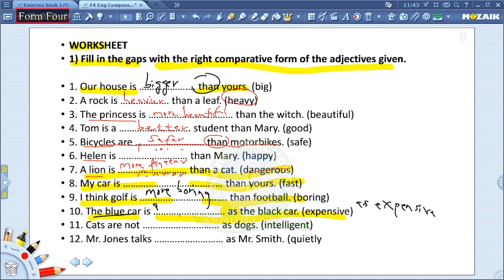Okay. Cats are as, we have as intelligent. Cats are not as intelligent as dogs. Okay, Mr. Johnny talks as quietly as Mr. Smith. So the answer is Mr. Johnny talks as quietly as Mr. Smith.